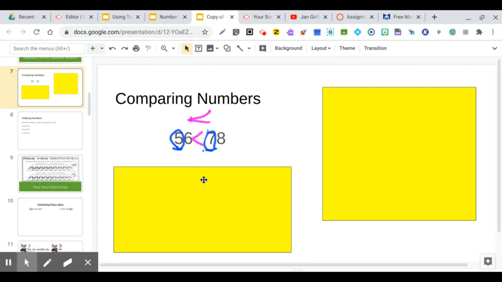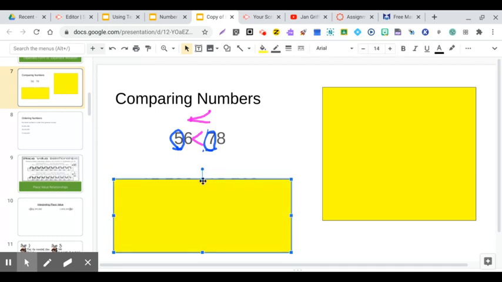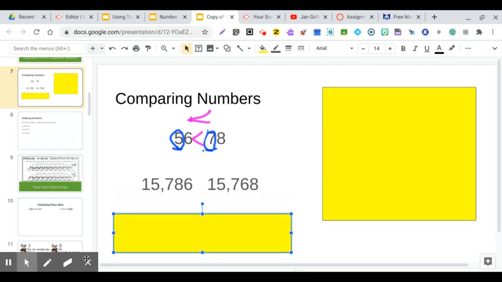Hopefully my computer will cooperate. Another problem here. It's going a little slow. There it goes. There it is. Let's take a look at this problem. Let's see here. I'm going to keep it in my pink.